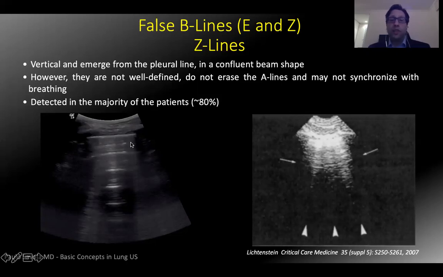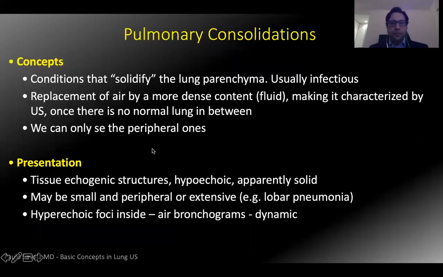They are not well defined, okay? And they may not synchronize with breathing, okay? So it's difficult for who is starting to do lung ultrasound, but Z lines are artifacts, okay? Please take care. Do not call a Z line a confluent B line, okay? So be careful.